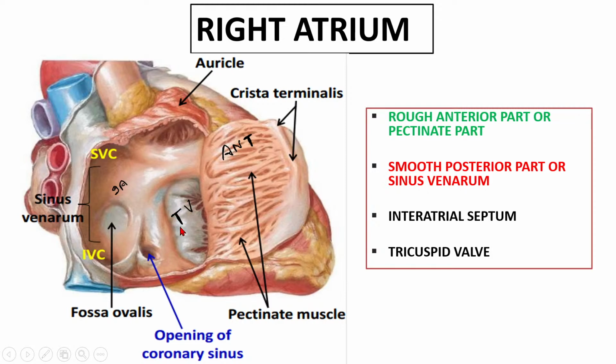And you can also appreciate from this diagram that all the major veins like superior vena cava, inferior vena cava and coronary sinus are all opening in the posterior smooth part of the right atrium. So, now we will discuss these 4 points in detail. First, about the rough anterior part of the right atrium.